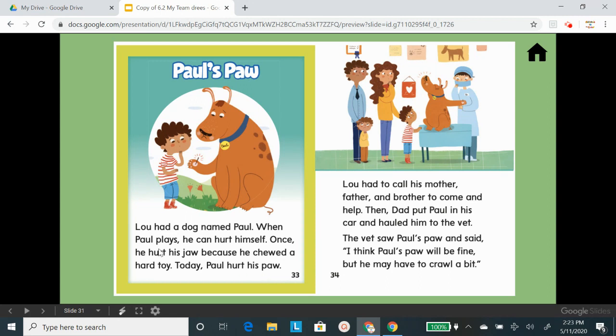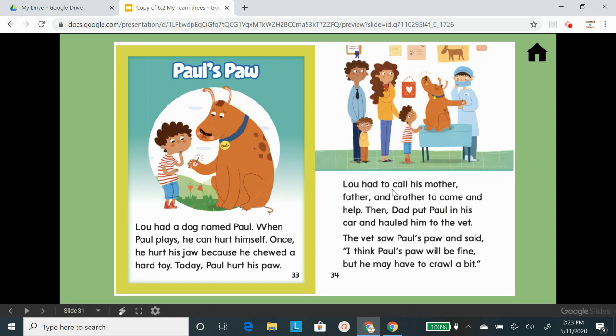Let's read that page together. Lou had a dog named Paul. When Paul plays, he can hurt himself. Once he hurt his jaw because he chewed a hard toy. Today, Paul hurt his paw. Can you tell where they're going? Somewhere where there's a doctor for the dog. It must be the vet. I wonder if the vet's going to help him get better.